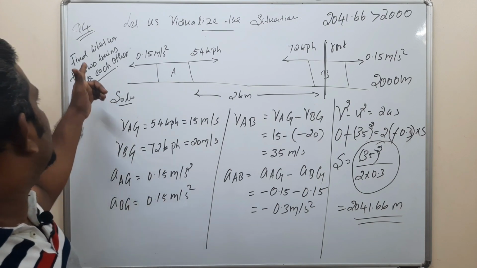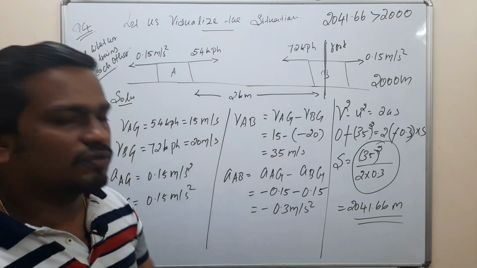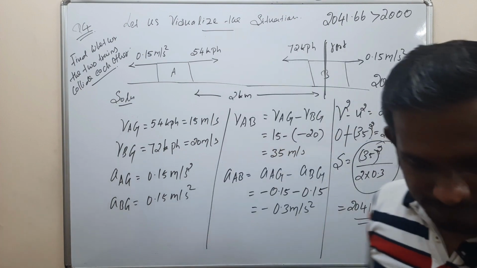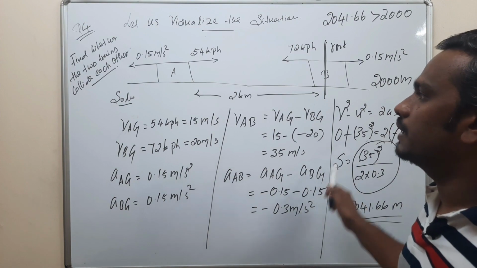So we have to find whether the two trains collide with each other or not. The trains must collide with each other. That is the conclusion. Okay. Clear?